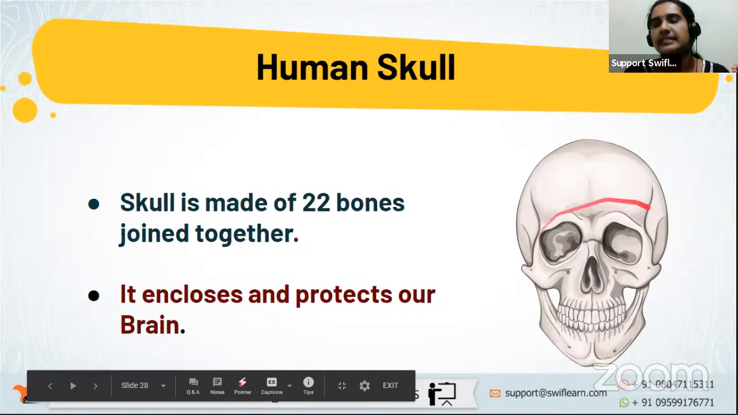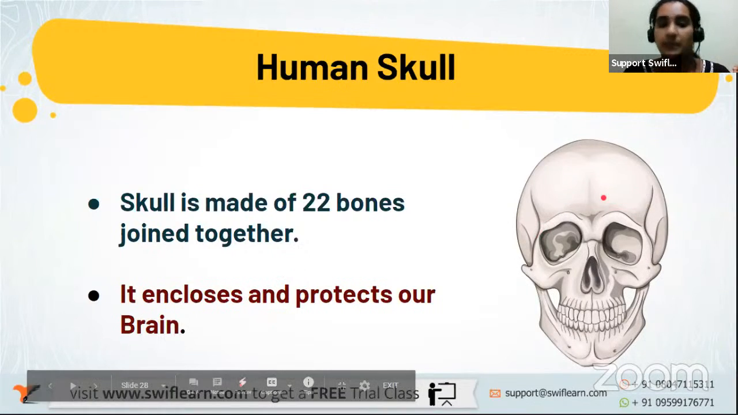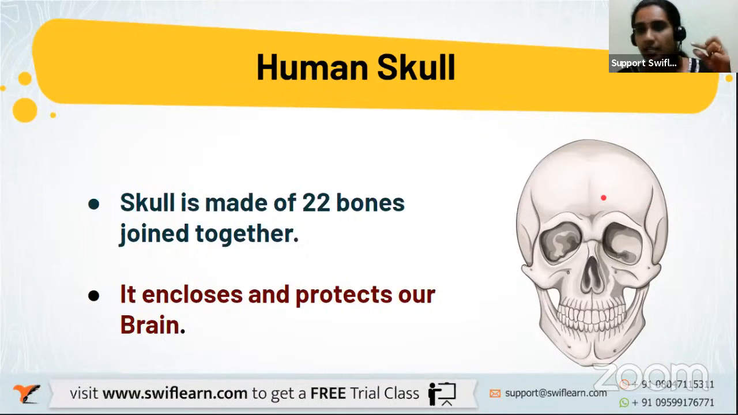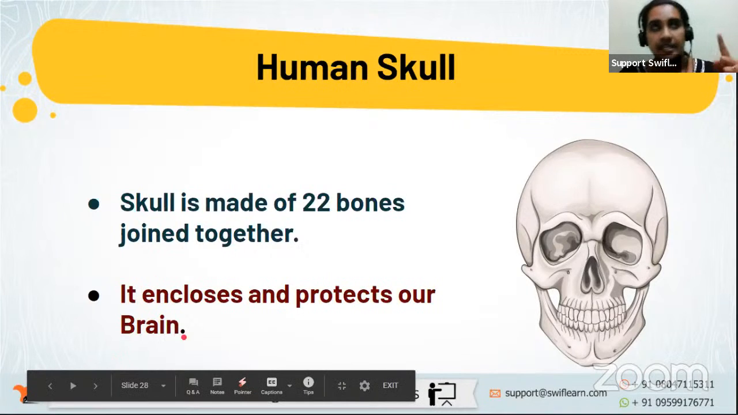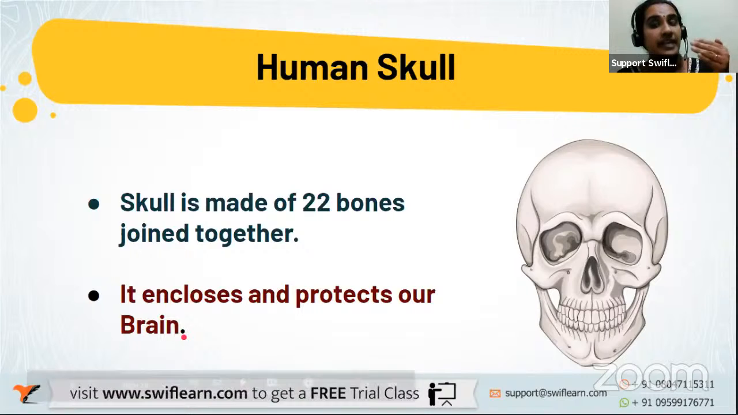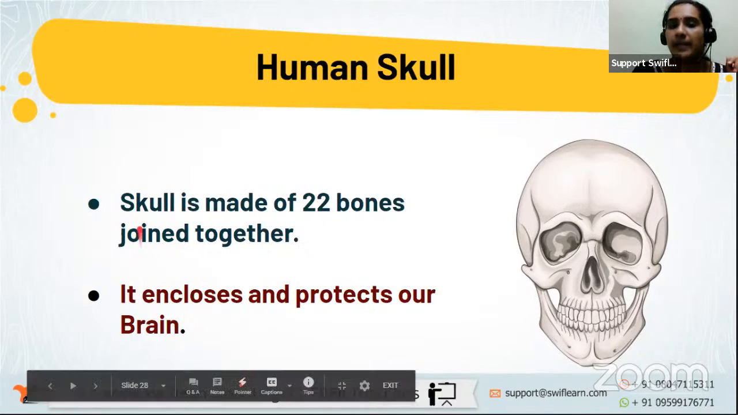And inside the skull, what is present? Yes, the brain is present. Understood? So the internal organ which is protected by the skull is the brain. Very good. Internal organs protected by our rib cage are the heart and lungs. So, the human skull is made up of 22 bones joined together. It encloses and protects our brain. Understood?